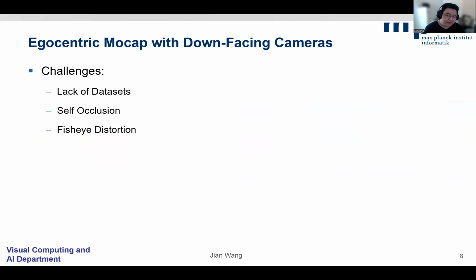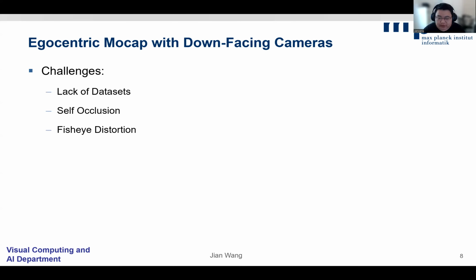So let's continue. This setup was quite good. The down-facing fisheye camera setup is very good, but it has some problems. One of the biggest problems is the lack of datasets. Because it's a fisheye camera, it has distortions, and it's also mounted on the head of the human body. So basically, you cannot get such data from anywhere else. That's the first problem.